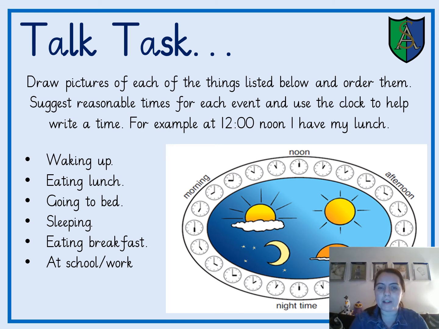So for example, I put on there that at 12 o'clock or noon, I have my lunch, and I would draw a nice little picture of myself having my lunch and then write the time that I think is acceptable next to it, okay? So if you've got the worksheet, you'll be able to do that on there. If not, don't worry, you can do it on a spare bit of paper and just get your pencils and pens. They're ready, okay? So you're ordering your day, you're drawing pictures of each of the things listed, and then you're suggesting a reasonable time for each one of those things.